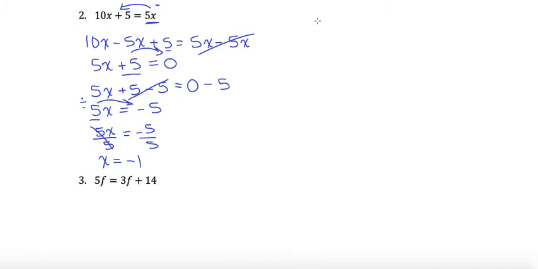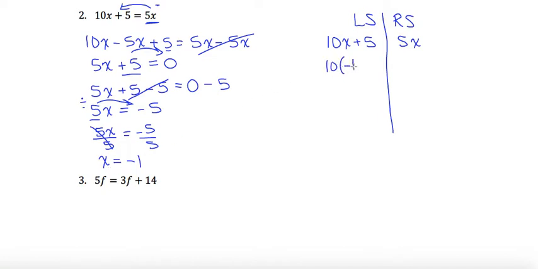So let's verify this to make sure that it's correct by doing the left side, right side check. The left side of my equation is 10x plus 5. The right side is 5x. The value that I got for x was negative 1. So 10 times negative 1 plus 5. 10 times negative 1 is negative 10 plus 5. And negative 10 plus 5 is negative 5.